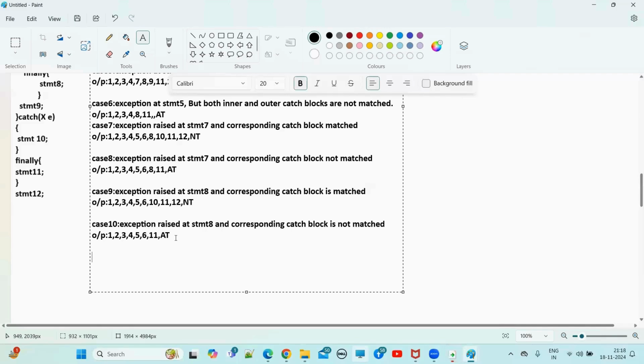If an exception is raised at statement 10, then it is always what, guys? Abnormal termination, right? Finally will be executed, 11, after that abnormal termination. If an exception is raised at statement 11 or statement 12, then it is always what? Abnormal termination. Am I right or wrong?